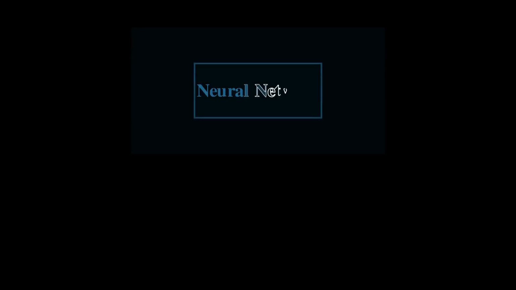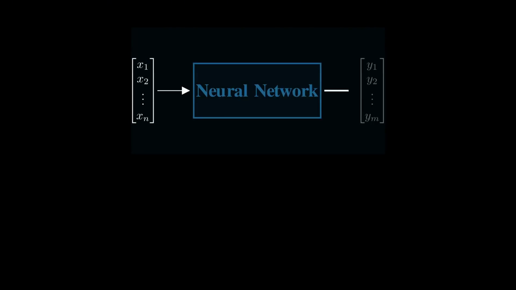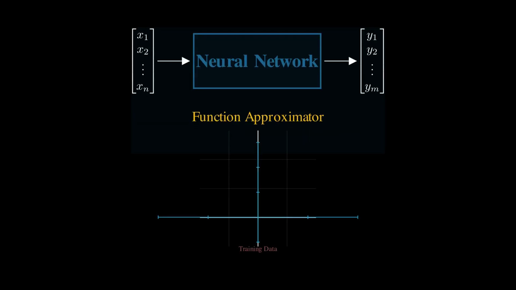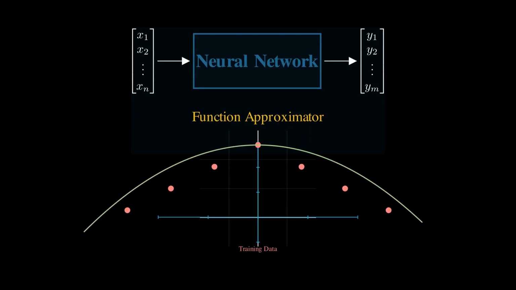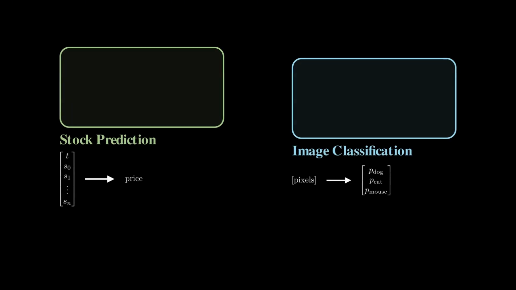To understand transformers, we need to start with neural networks. Think of them as flexible function approximators. They can take any input and produce any output, whether that's predicting stock prices from market data or classifying images into different categories. The key insight is that neural networks are incredibly flexible for any input to output mapping, provided you have the right representation.